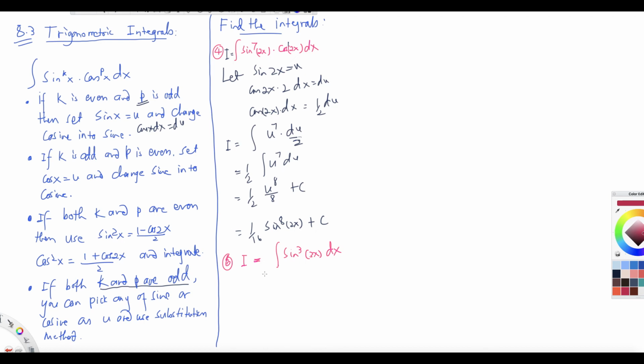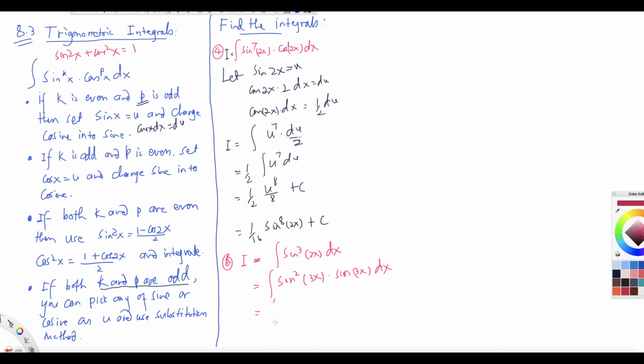So what I want to do here is I want to make it like this. This is like sine squared 3x times sine 3x dx. You can write it like that, right? Because sine cubed is sine squared times sine. And then do you guys remember the formula? We have sine squared x plus cosine squared x equals 1. So what will sine squared be then? Sine squared will be 1 minus cosine squared. That's what I want to use, so that I'll have sine and cosine.